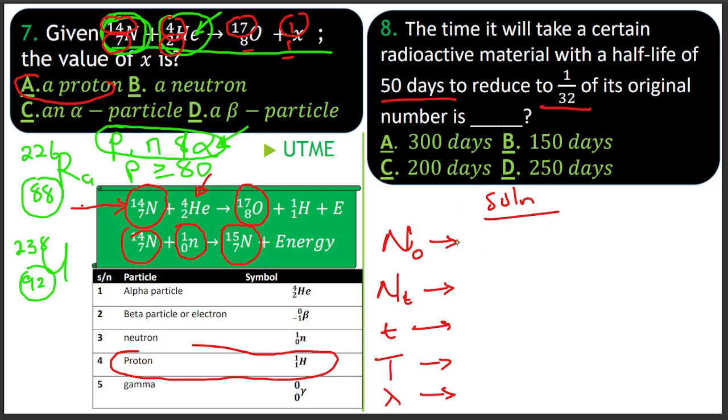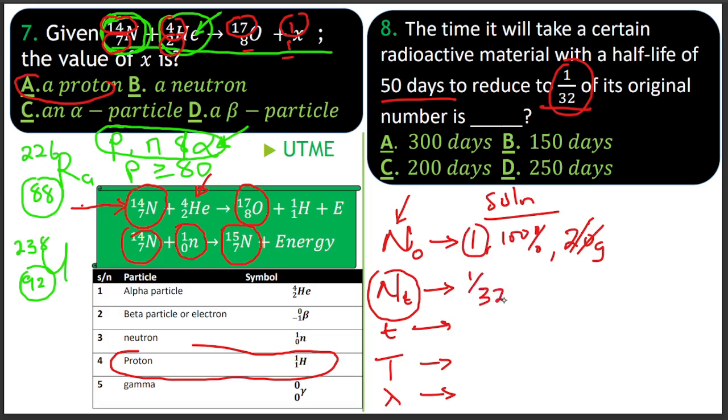Now this one, the original amount will be 1 if the question is in terms of fraction. Of course, it will be 100% if the question is in terms of percentage. Take note of that. Now, sometimes you may be given the original amount, maybe in grams or in kilogram, whatever. Is that okay? So this is the amount remaining, very important. For instance, here we have 1 over 32. So if the original amount is 1, the amount remaining is 1 over 32.